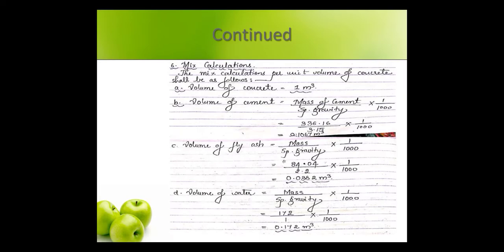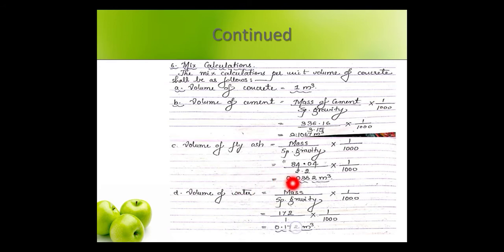Next, mix calculation. Yesterday we have already seen these formulas. So volume of concrete, we are designing for 1 meter cube. So volume of cement will be equal to mass of cement divided by specific gravity into 1 divided by 1000. 1000 is nothing but to convert kg per meter cube to meter cube, you need to divide by 1000. So already you have mass of cement, specific gravity is also given in the question, substitute, find out the value. Then fly ash, similarly again, mass divided by specific gravity into 1 divided by 1000.